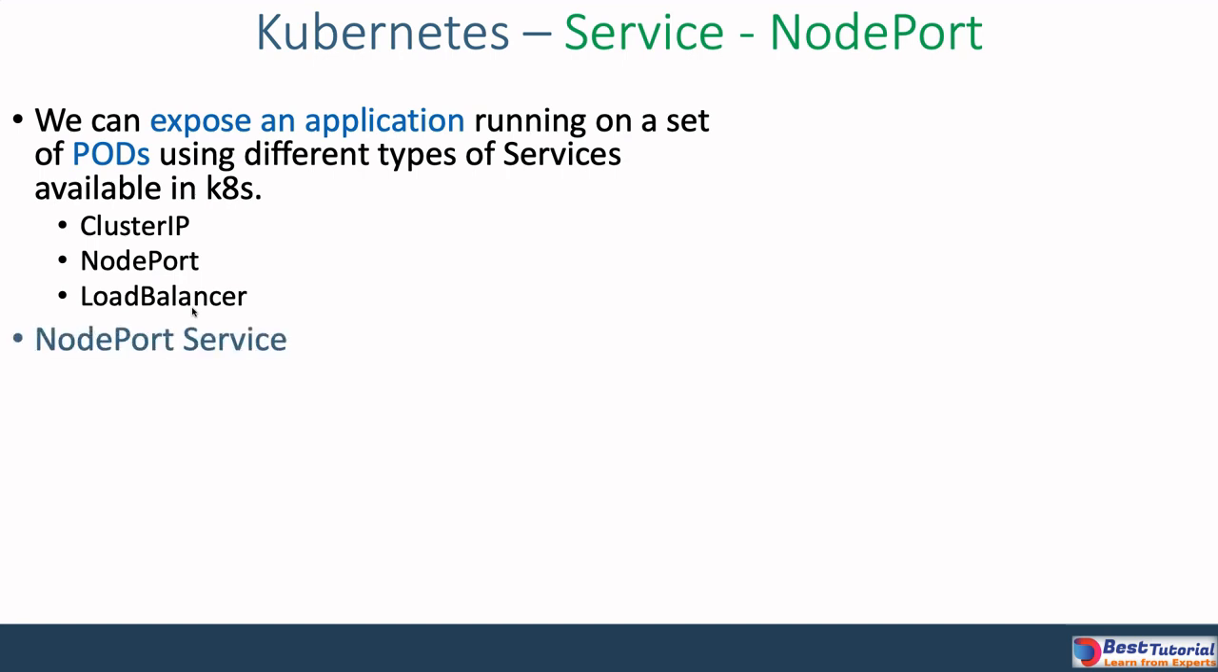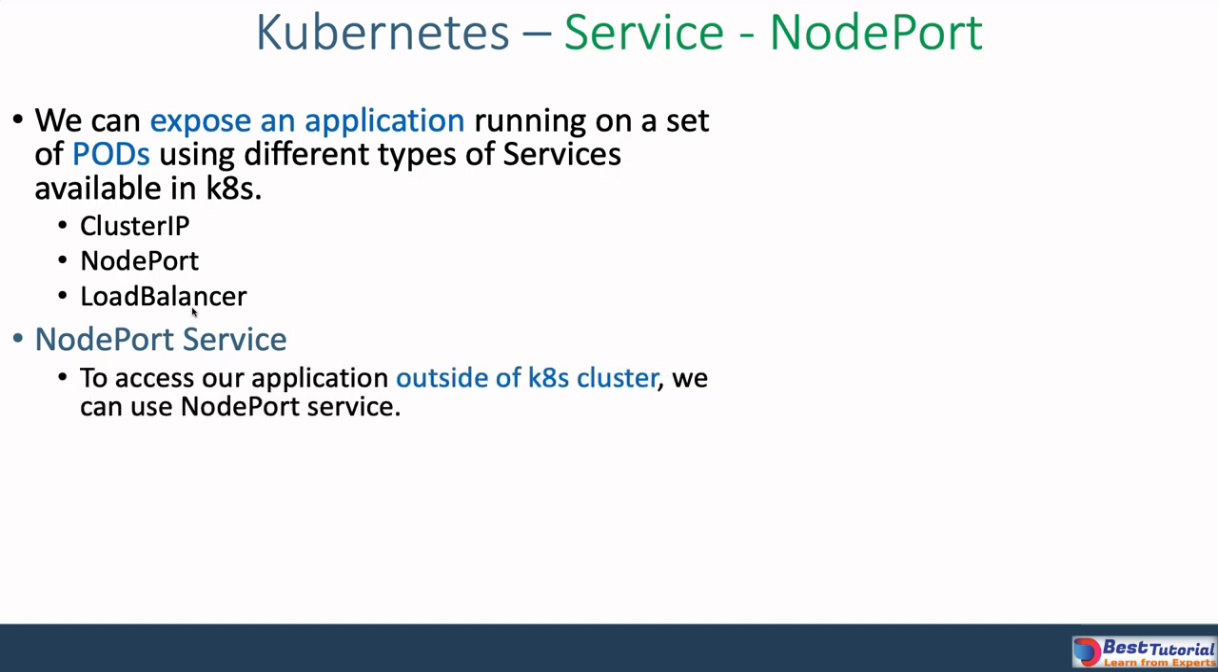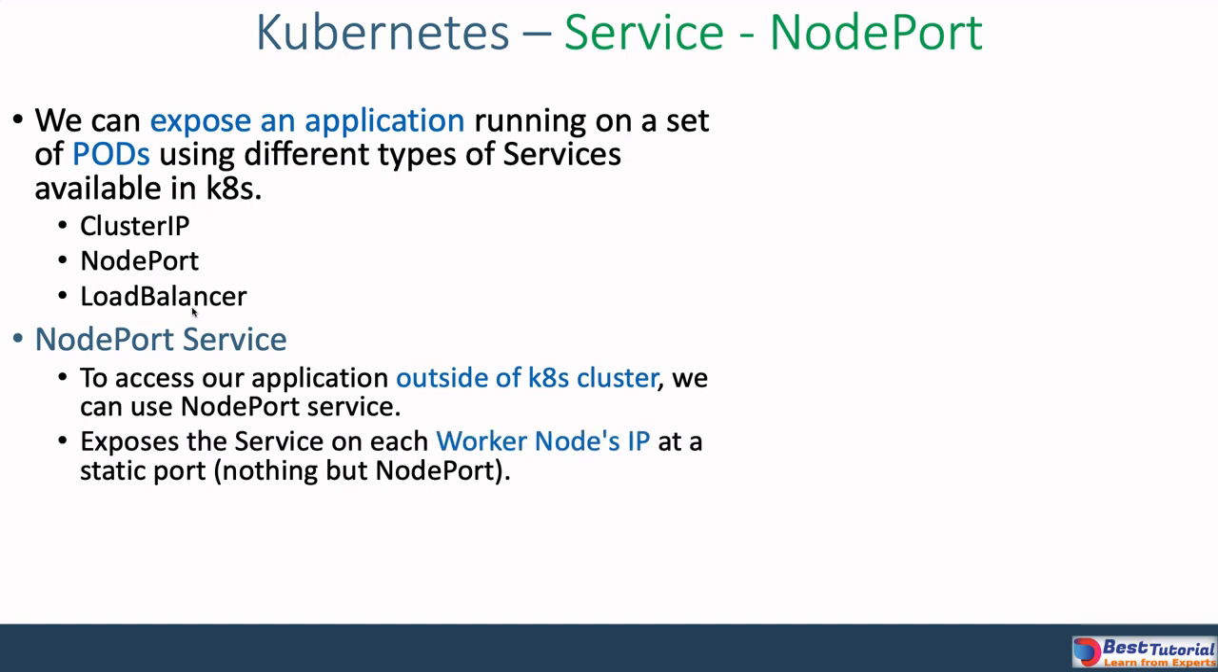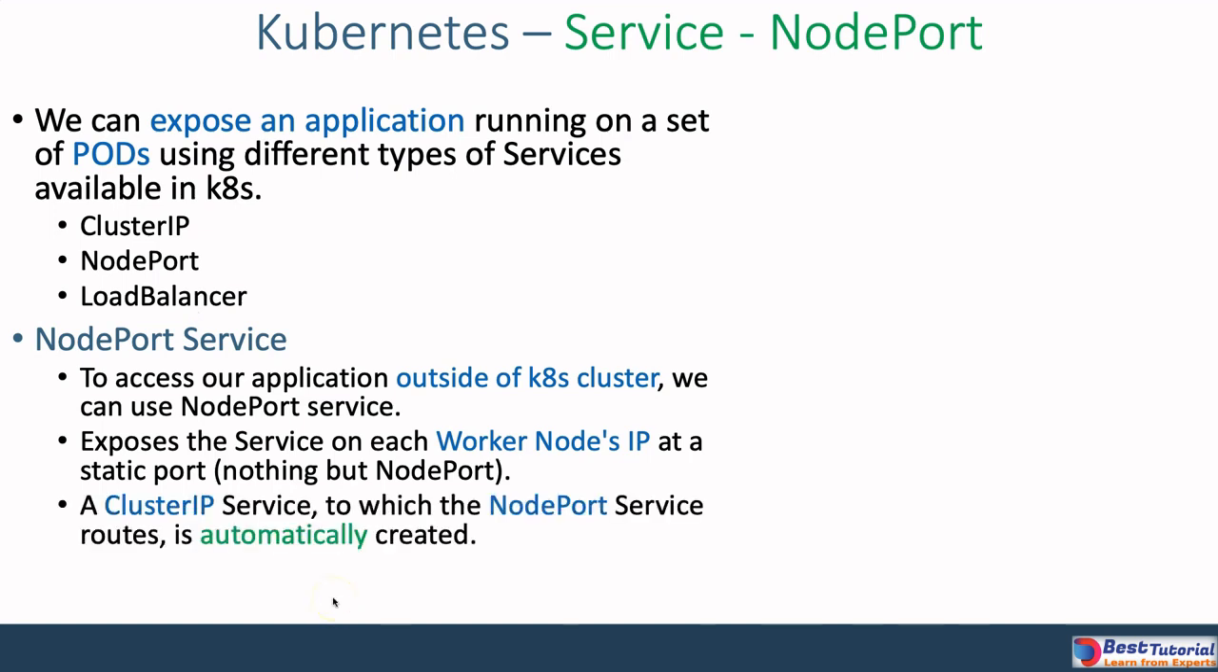Moving on with NodePort service. To access our application outside of the Kubernetes cluster, we can use the NodePort service. It exposes the service on each worker node's IP at a static port. A cluster IP service to which the NodePort service routes is automatically created whenever a NodePort service is created. And the port range for our worker nodes is going to be 30,000 to 32,767.